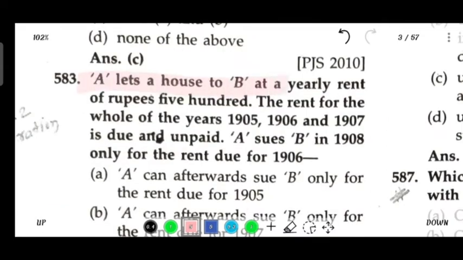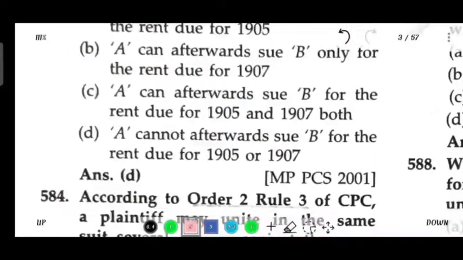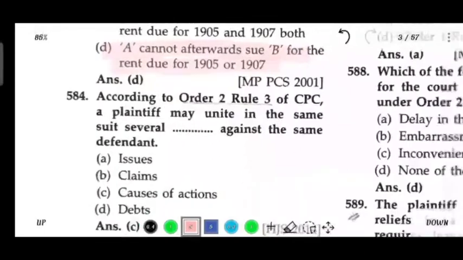A lets a house to B at a yearly rent of rupees 500. The rent for the whole of the years 1905, 1906, 1907 is due and unpaid. A sues B in 1908 only for the rent due for 1906. A cannot afterwards sue B for the rent due for 1905 and 1907.